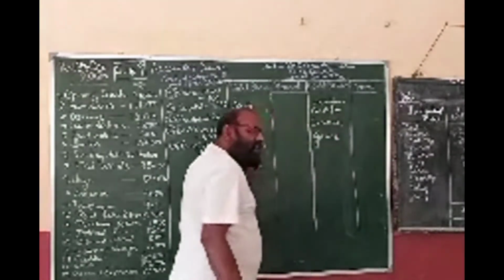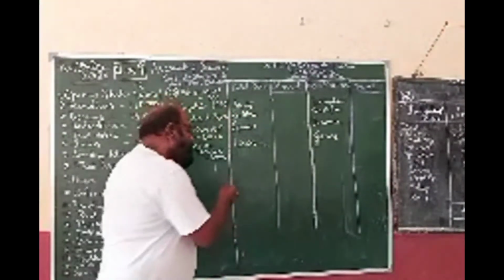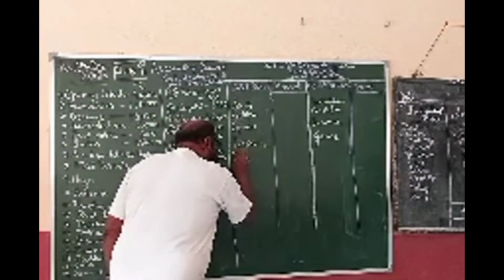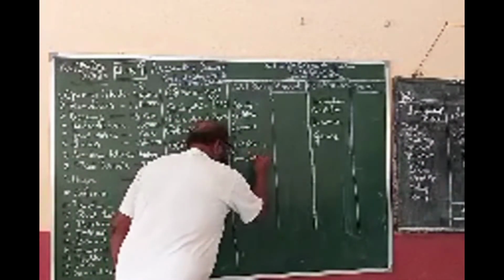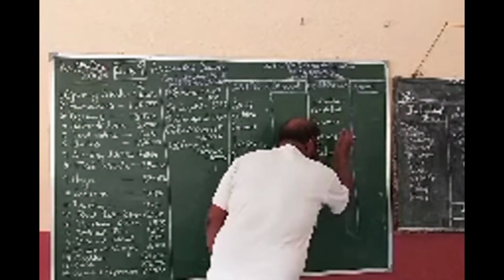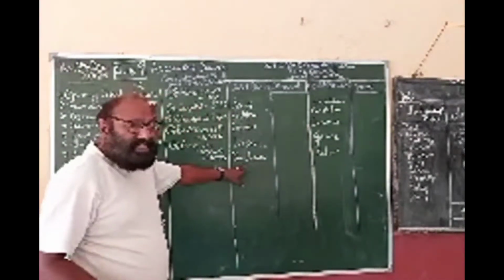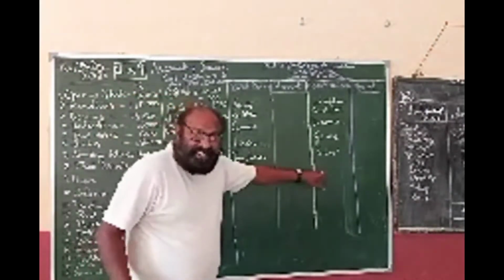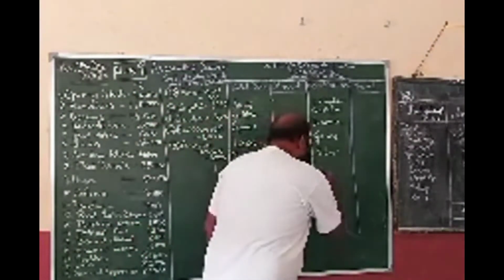Here, purchase is always debit, and sales is always credit. So when purchase is debit, if you make any purchase return, it will be on the credit side.